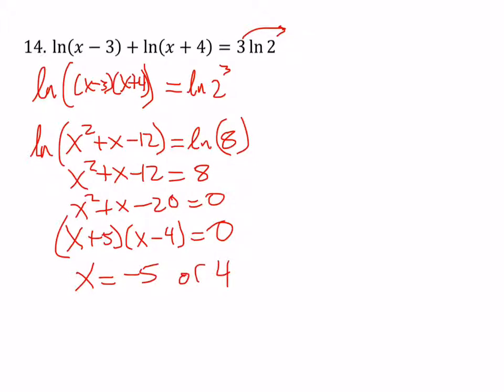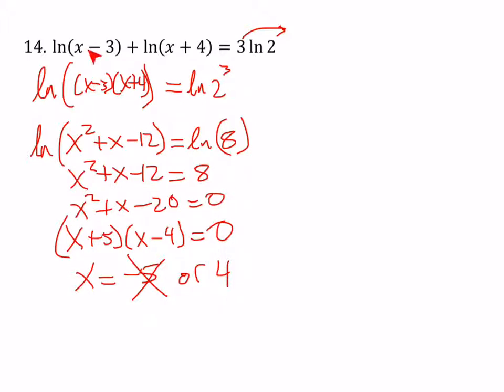Now once again, we've got to check these out. We've got to go back to the original problem. Take negative 5 and put it in here. If you put negative 5 in here, this doesn't work. So negative 5 is not in the domain of this part of the function, so negative 5 has to get thrown out. We don't even need to test it in the other one, even though it doesn't work there.